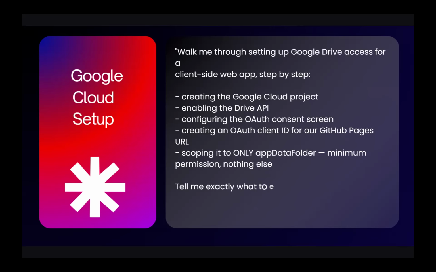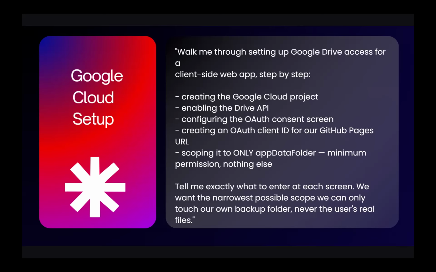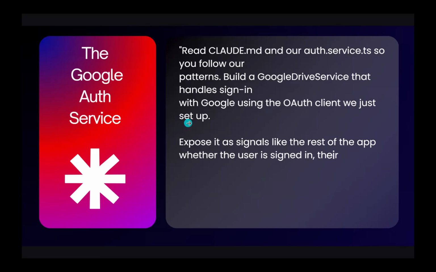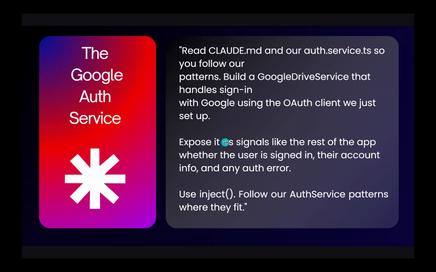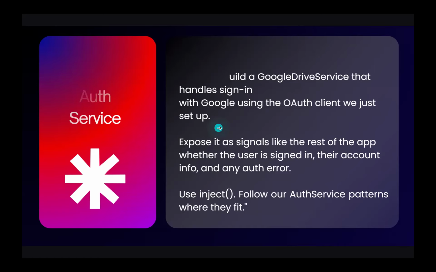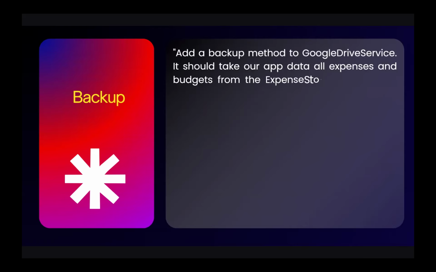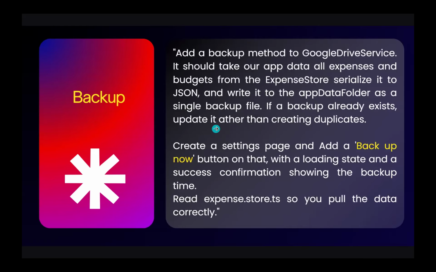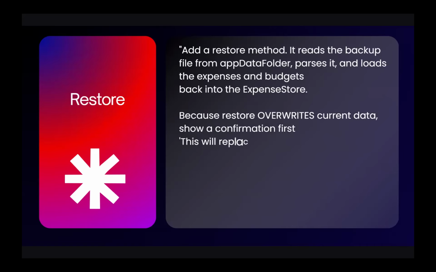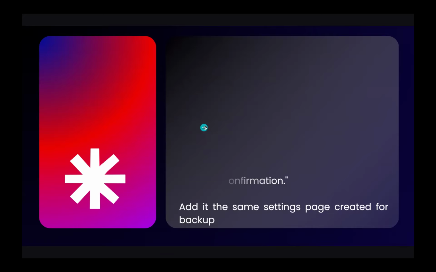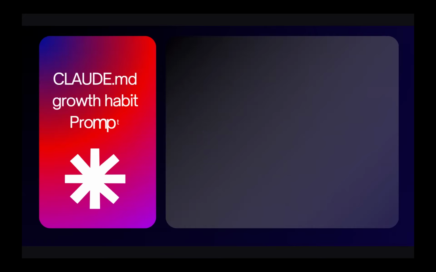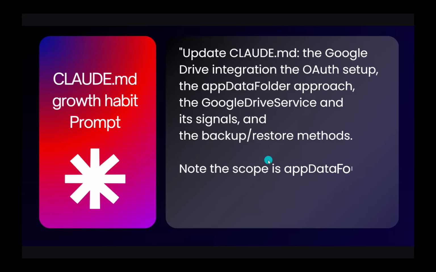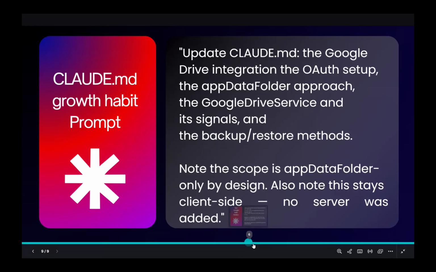We are asking it to walk me through setting up Google Drive. We are providing it each and every instruction, which we'll look at when we use this prompt. Then we are asking for the Google Auth service. We are going to say, read that plot.md file, and then set up the Google Drive service. Once we are done with that, we add a backup method, and then a restore method as well. Once the restore method is done, we update our CLAUDE.md, as we usually do. Let's quickly move to VS Code.